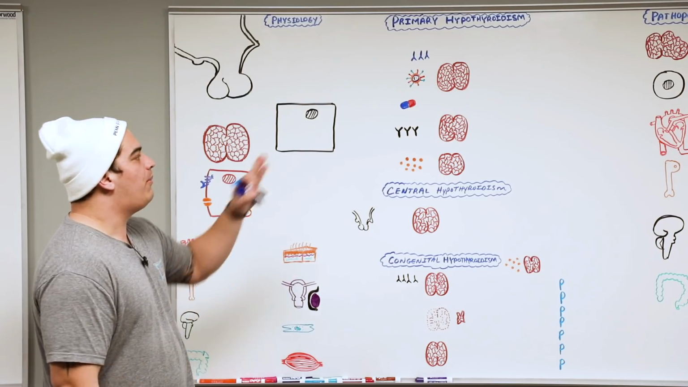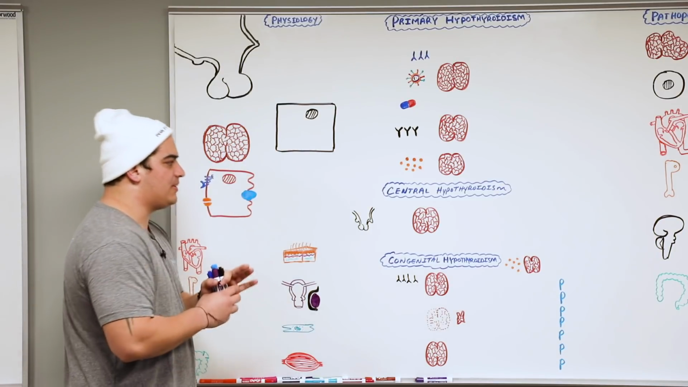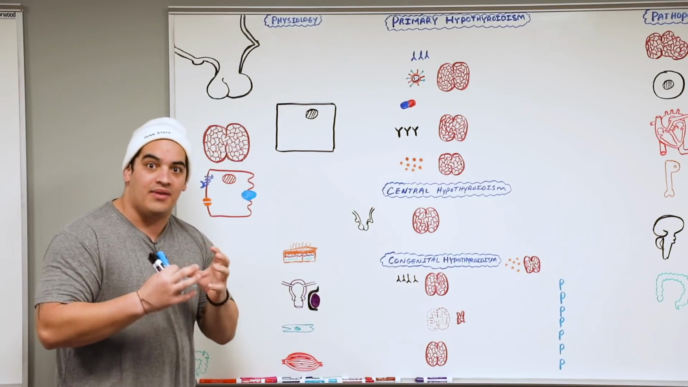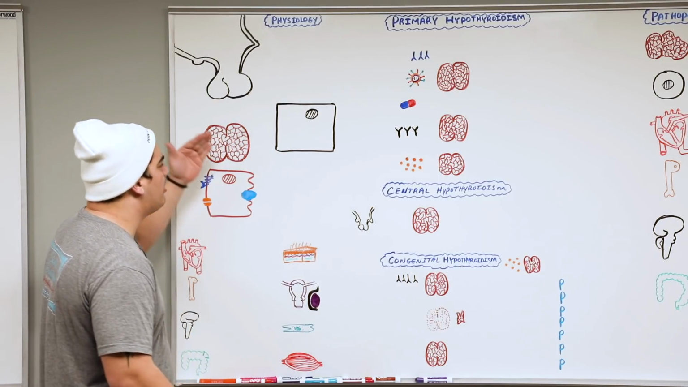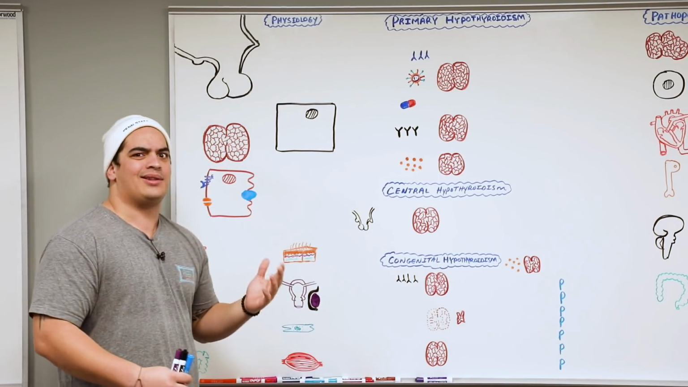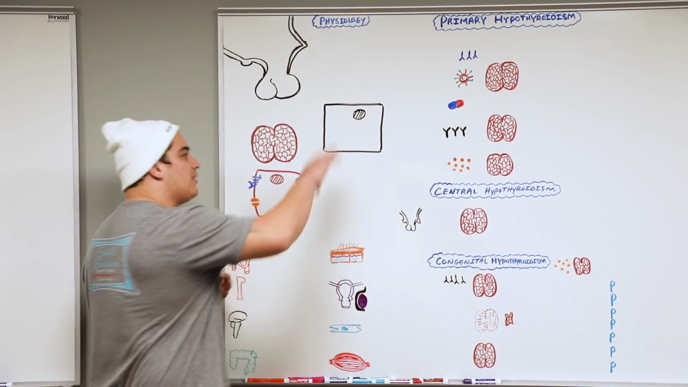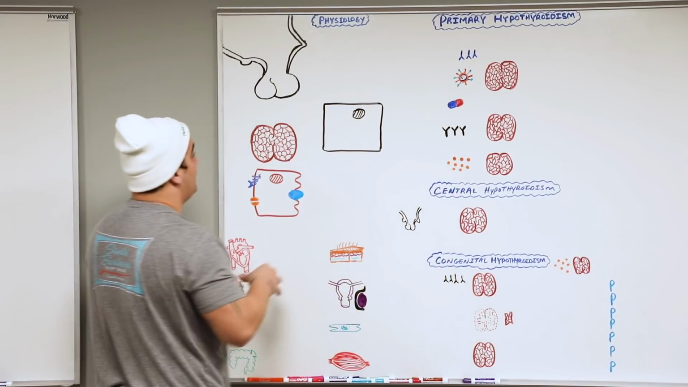All right, Ninja Nerds, so before we start talking about hypothyroidism itself, we have to take a quick little dive into the physiology of the thyroid hormone and the hypothalamic pituitary thyroid axis. I know it sounds like a lot. It's really simple, and we're going to do a quick little breeze through it because I want us to focus more on the disease than the physiology.